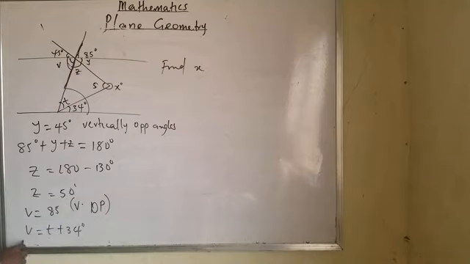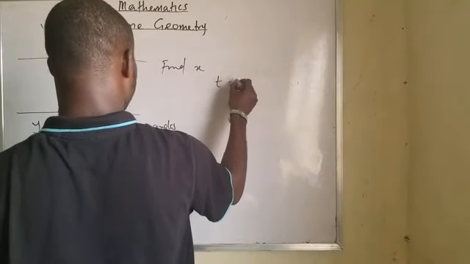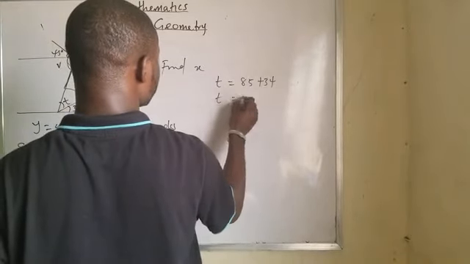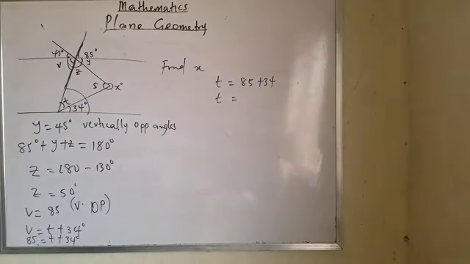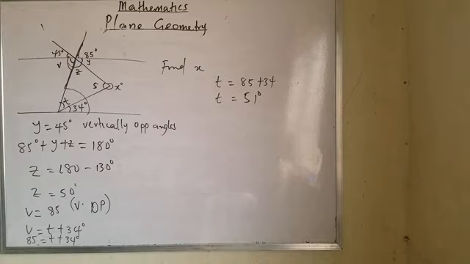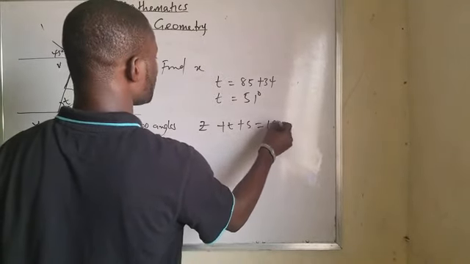Now, what is my v? It means 85 equals t plus 34 degrees. It means my t equals 85 minus 34, which is 51. Yes, it will be 51. Since I have 51 degrees as my t, and I have my z, I can say that z plus t plus x equals 180 degrees.